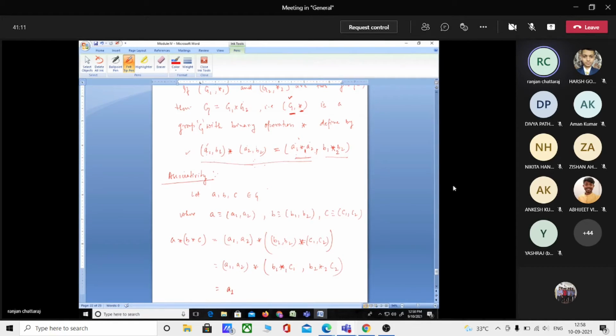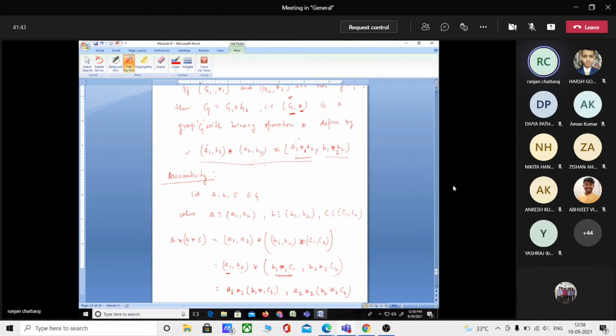A1 star is 1, then this and this. All these are elements of G1, and we have B1 star is 1, C1. This is one element, and the second element is A2, and for all A star is 2. These are the elements of G2, and this is B2 star is 2, C2.